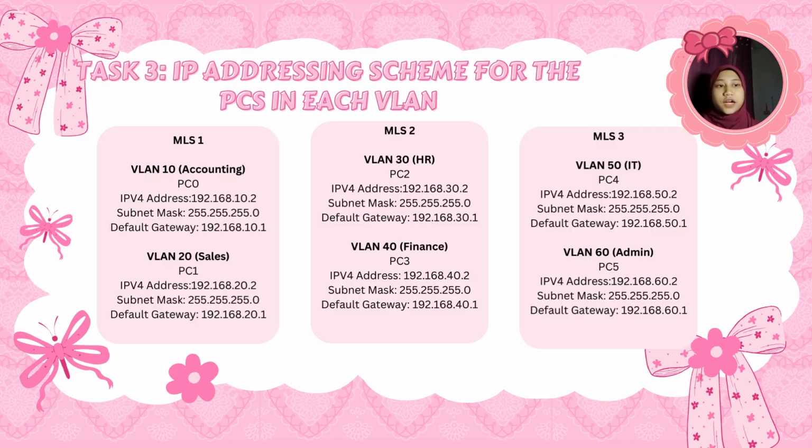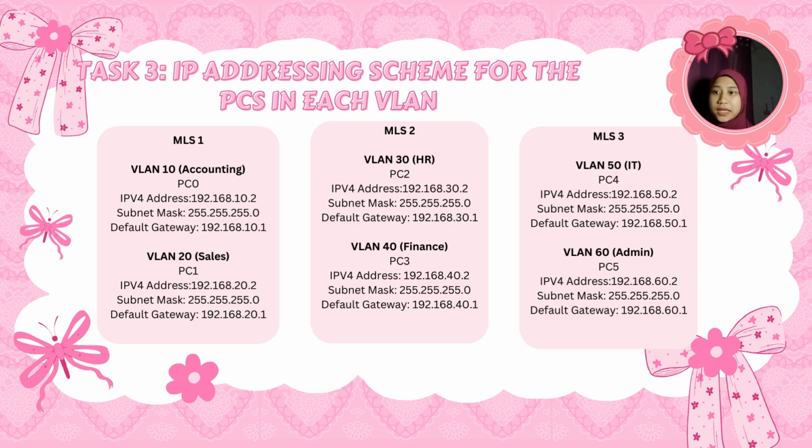This is task 3, the IP addressing scheme for the PC in each VLAN. Based on MLS1, we have already assigned VLAN 10 and VLAN 20. For each VLAN, we need a PC. For VLAN 10, we have PC 0 and for VLAN 20 is PC 1. Based on PC 0, the IPv4 address is 192.168.10.2, the subnet is 255.255.255.0 and the default gateway is 192.168.10.1.